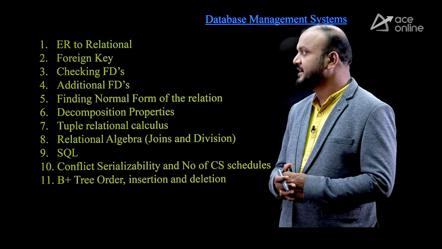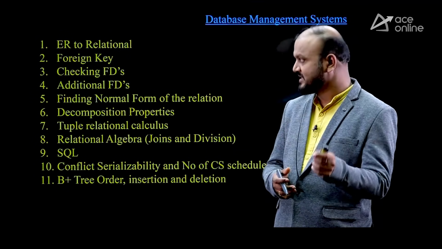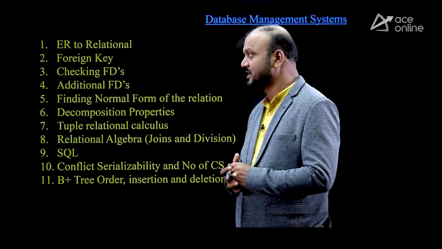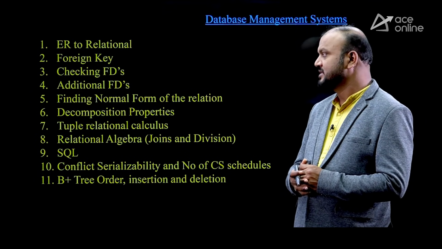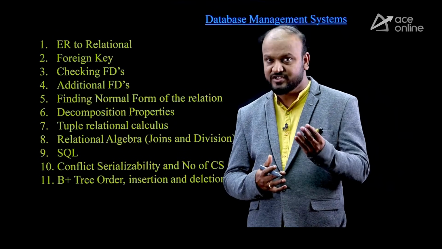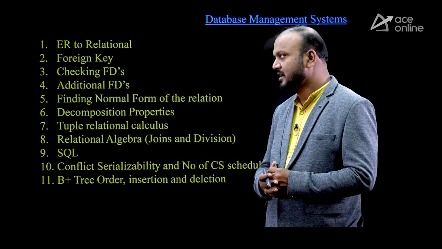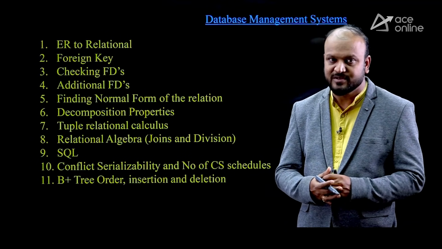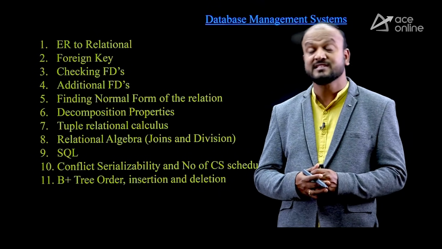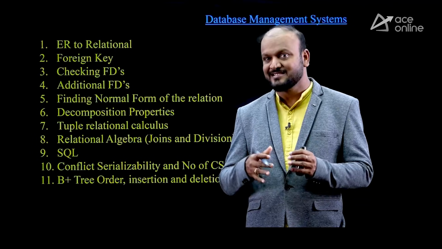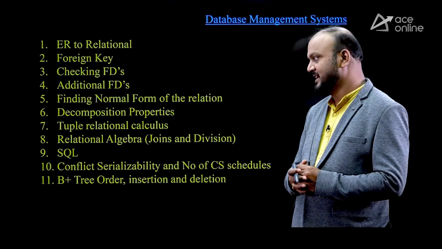And also questions related to checking functional dependencies, whether a particular functional dependency is satisfied or not satisfied. And also we can find questions on additional FDs. And when it comes to normalization and normal forms, you can expect a relation to be given with the dependencies and be asked to find the normal form of the given relation. And you can expect questions on decomposition properties, that is lossless join decomposition and dependency preserving decomposition. Previously, most of the time questions were asked on lossless join decomposition. This time, we can expect questions on dependency preserving decomposition.